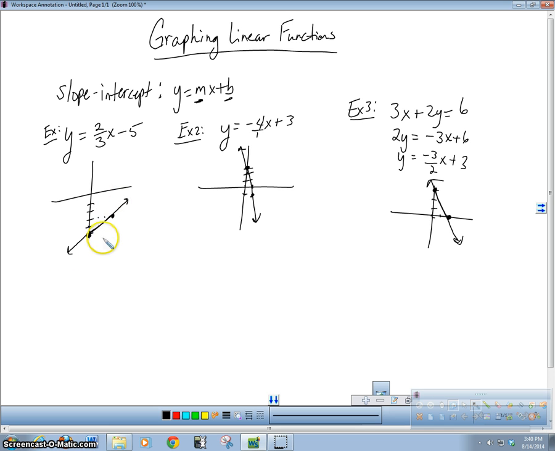Well, what we would need to do is we would need to have some restrictions on that. So what I mean by that is, let's say we have the line y equals 1/3 x plus 4, and this is going to be restricted between 0 and 3.